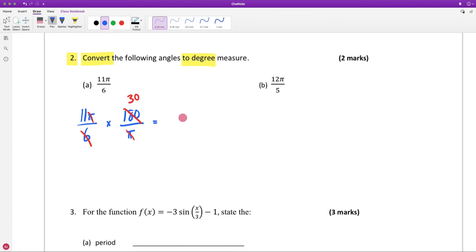It's really not that tricky maths. Then 30 times 11 is 330 degrees. Don't forget that degree symbol. You won't get your full marks if you don't put it.